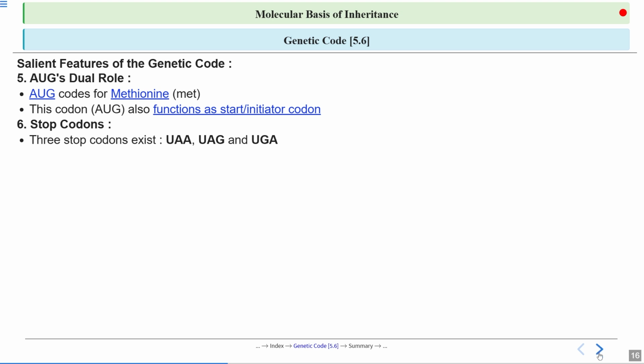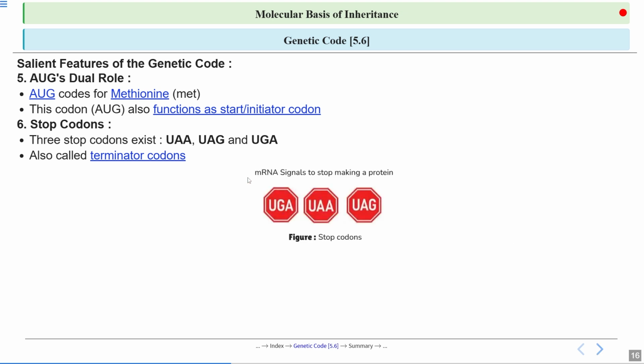Ochre, amber or opal, you guys don't need to remember these names. You just need to remember the stop codons: UAA, UAG and UGA. If they are there, it means translation has to stop. These are the terminator codons, where the mRNA signals to stop making protein. UGA, UAA and UAG are the 3 stop codons. We have one start codon, AUG, and 3 stop codons, UAA, UAG and UGA.